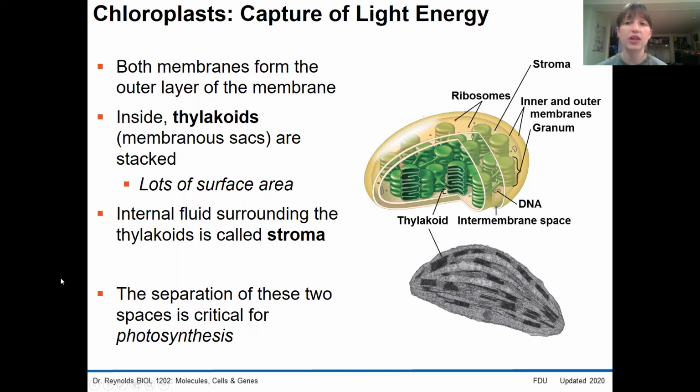Chloroplasts are going to be very similar but arranged differently. They have two outer membranes, and then an internal membrane is arranged into little membranous sacs called thylakoids. So we still have a membrane inside that's responsible for creating that large surface area. These thylakoids are what contain the photosynthetic membranes. The internal fluid that surrounds the thylakoids is known as a stroma. Inside of the thylakoids, we call that a thylakoid space.